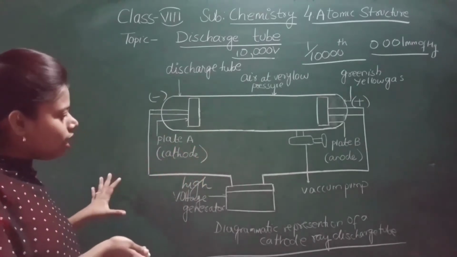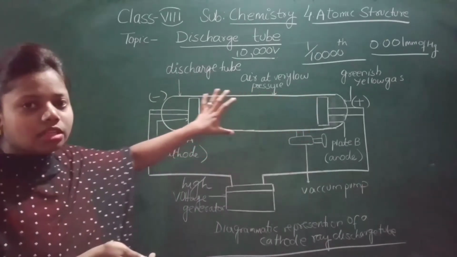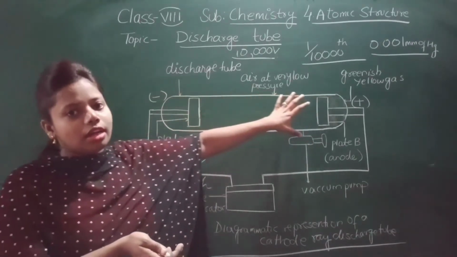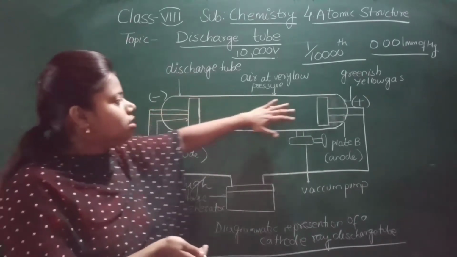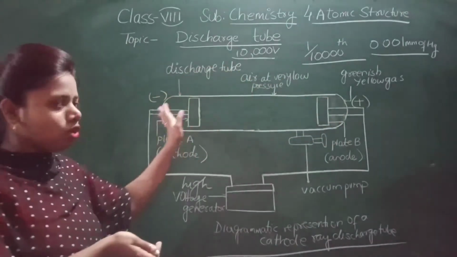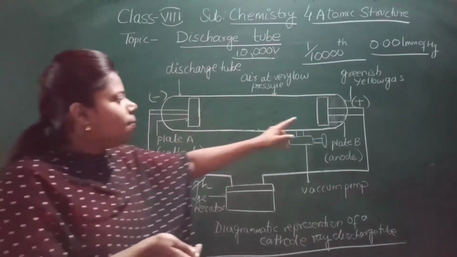This is a discharge tube which consists of a long glass tube. This is made up of glass, and it is closed from both the ends. It has two plates. You can see here plate A and plate B.